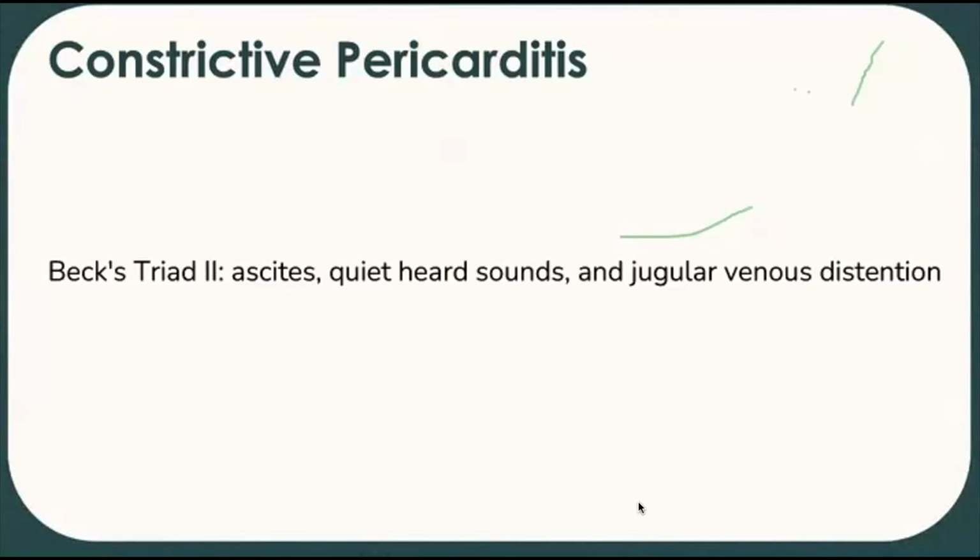The key difference basically comes down to the timeline. Unlike the acute shock of tamponade, constriction is a very slow, chronic process. So the patient is usually able to maintain their blood pressure, but the long-standing venous congestion eventually will lead to ascites, which we can often see in constrictive pericarditis.